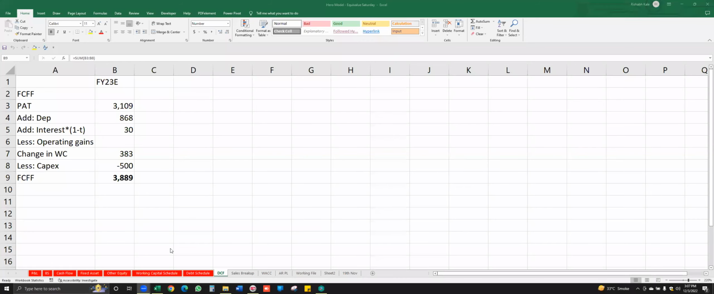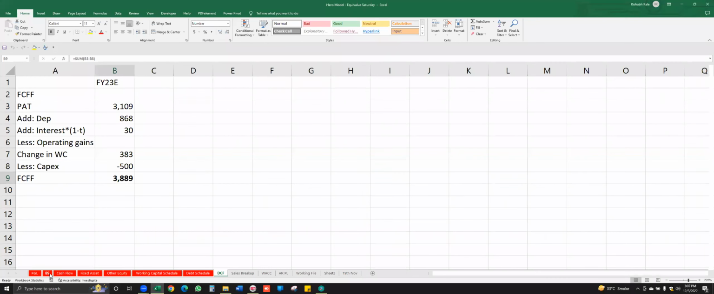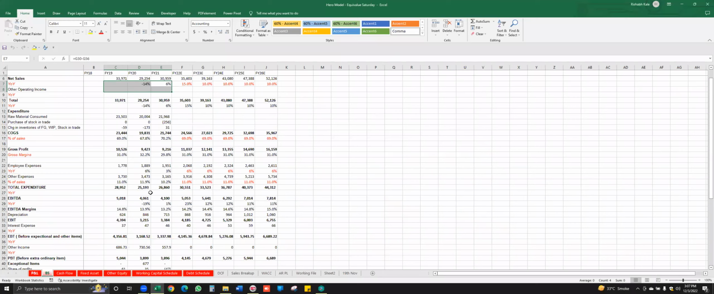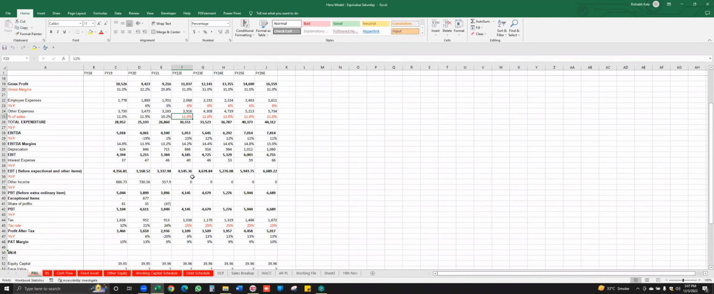So I had told you to make the model of Hero. Did anyone try doing it? Did your balance sheet match? Tallied? With these numbers? Great, I think okay. The balance sheet is tallying. So what you can do is just try changing any numbers over here, your assumptions. The balance sheet should change.